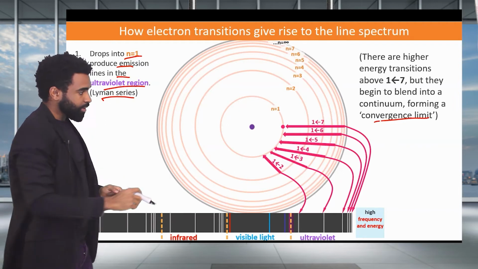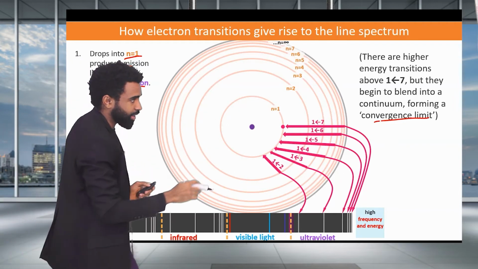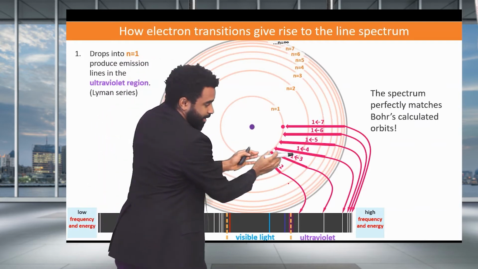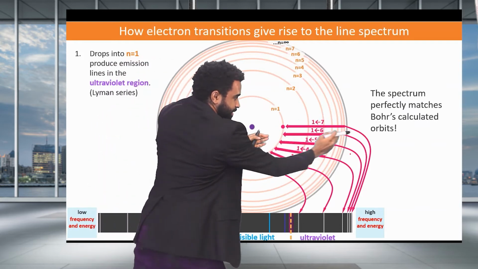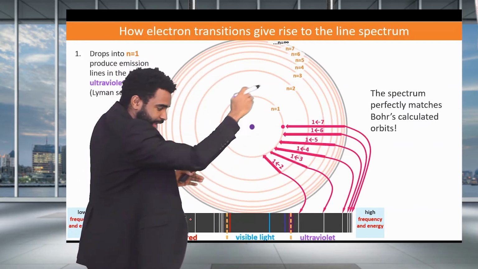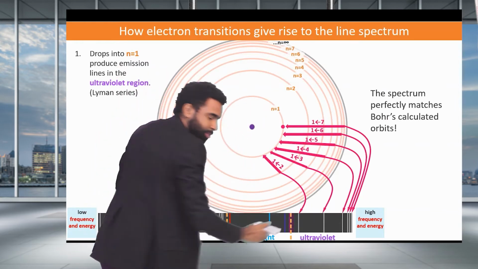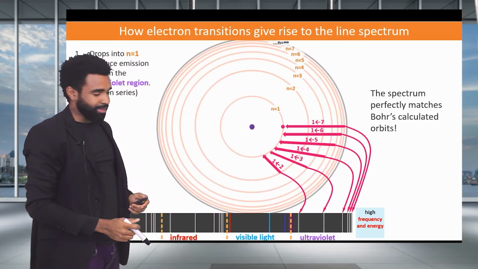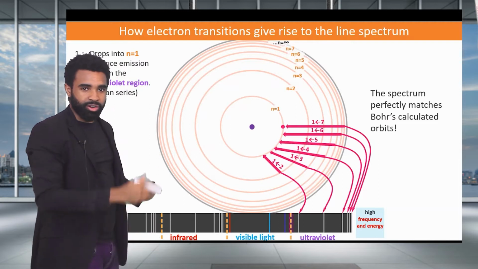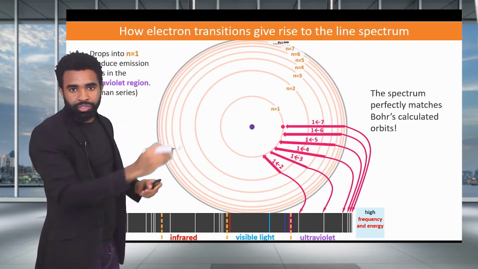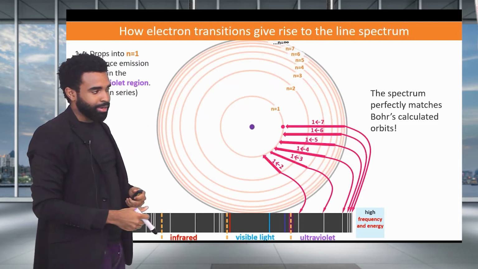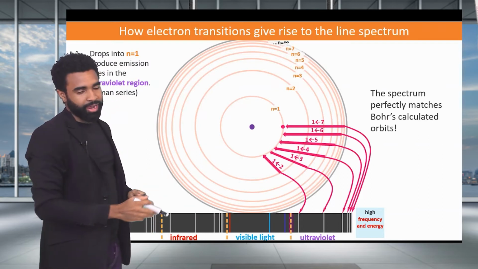Now, one important thing is that the distances that Bohr had calculated match the distances between those lines in the emission spectrum, or rather, they're proportional. Okay, so Bohr's model was quite correct, at least for hydrogen.